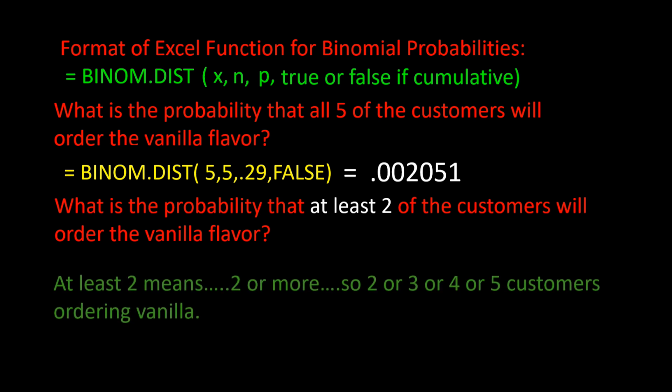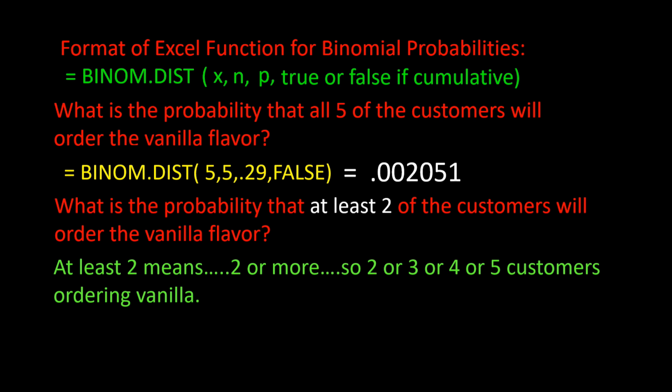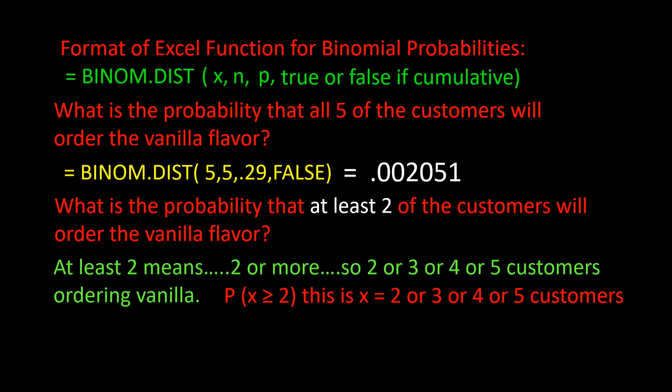At least 2 means 2 or more, right? So 2 or more is 2 or 3 or 4 or 5 customers ordering vanilla ice cream. That would be written like this: the probability that X is greater than or equal to 2, right? So at least 2 of the customers will order vanilla is X equal 2, 3, 4, 5. So X greater than or equal to 2.